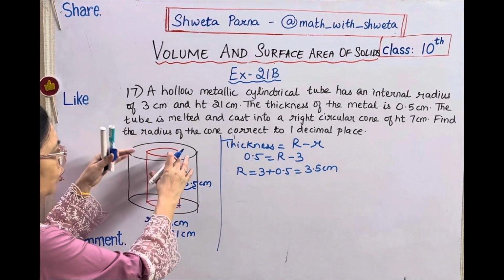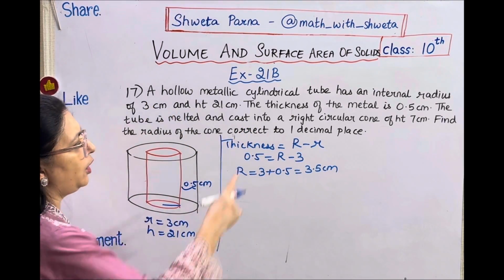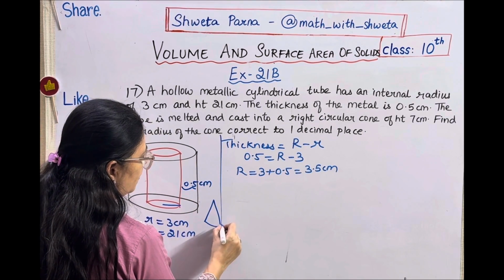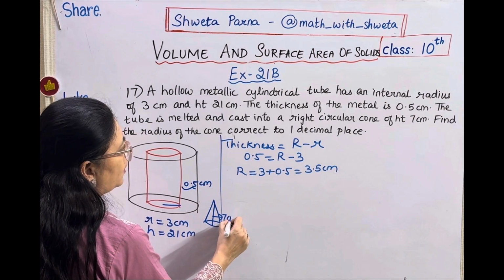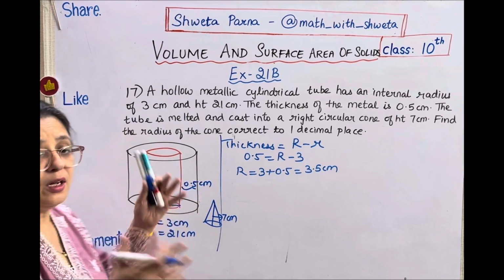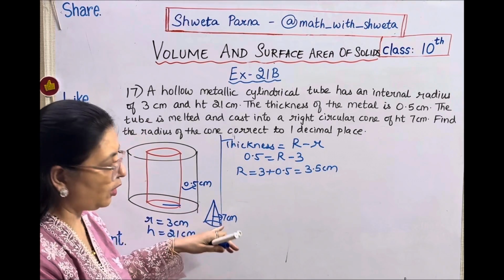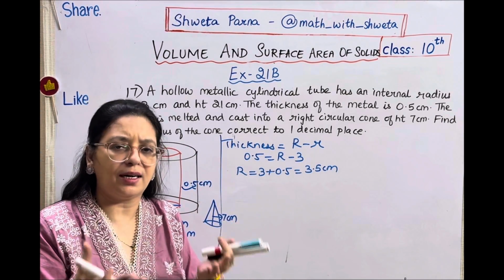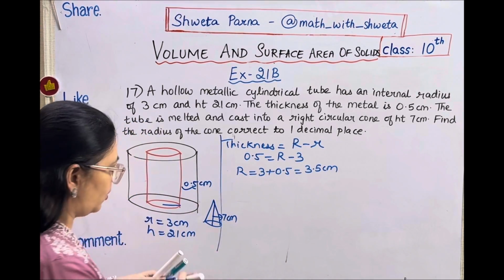Now this tube is melted and it is cast. That means it is made into a right circular cone. So from this a cone is being made. The height of the cone is 7 centimeter. Find the radius. So what does it mean? You will find the volume of the hollow cylinder, that will be equal to the volume of the cone. Whenever you are melting something, what is that? It is a volume, capacity, right? That will give you another structure. So come on, let's write it.